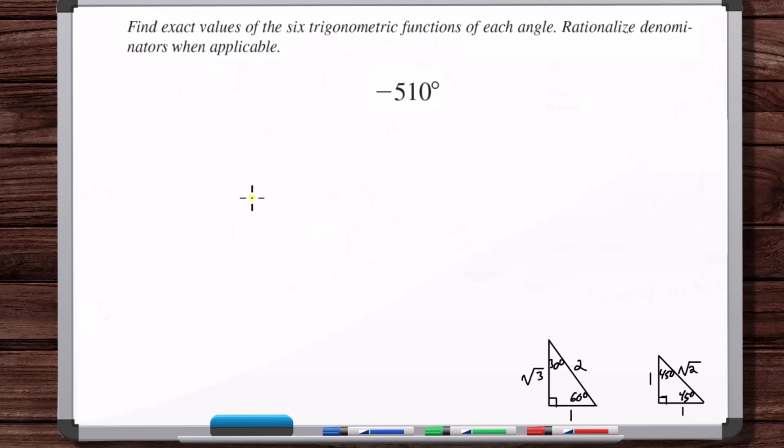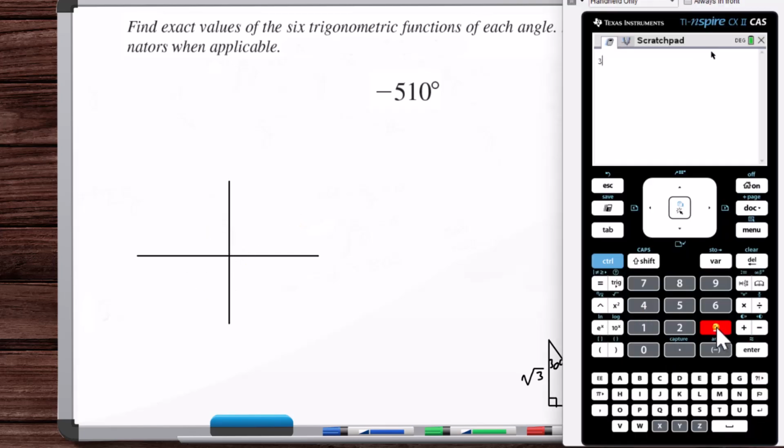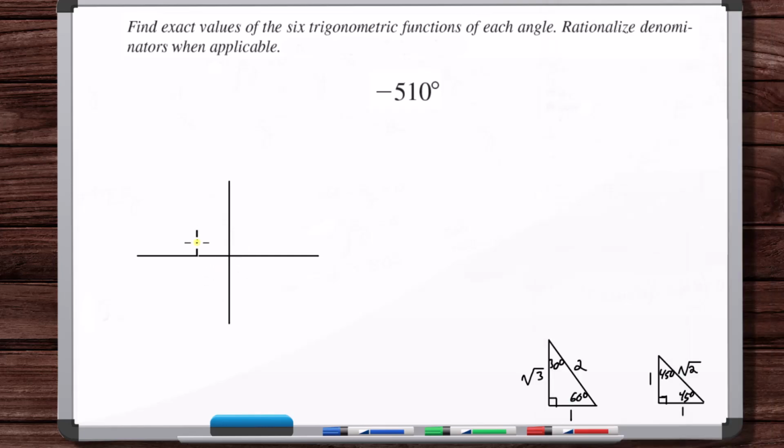Okay, minus 510, we've got 360 in the negative direction. So what is 510 minus 360? So 150. So we go 360 and then minus 150. So minus 90 and then minus 60. So it's kind of confusing, but the reference angle you can see is going to be 30 degrees. Reference angles are always positive and acute. Always. Even though this is a negative angle.